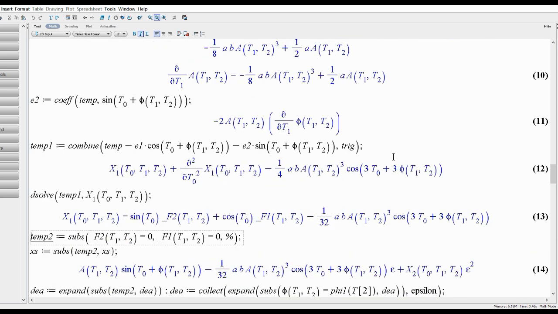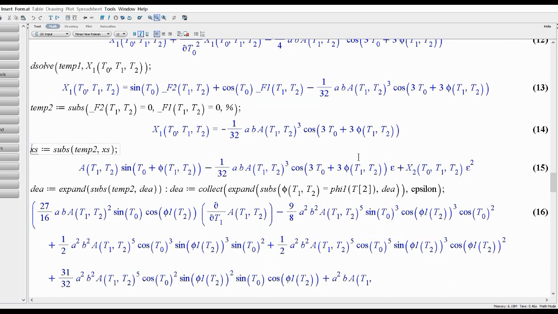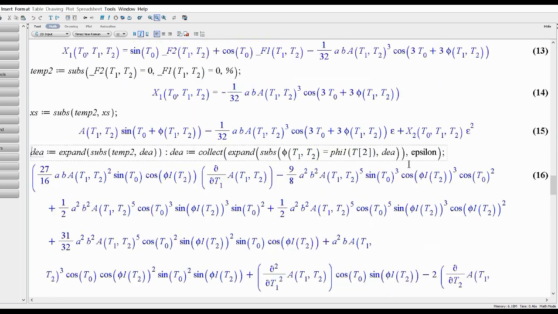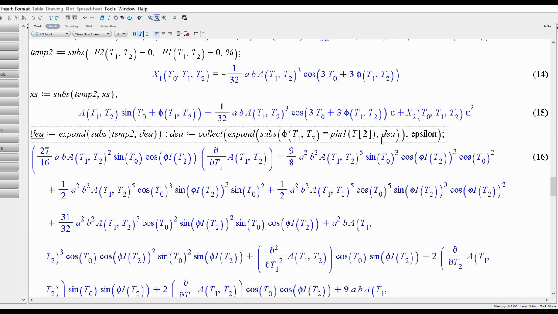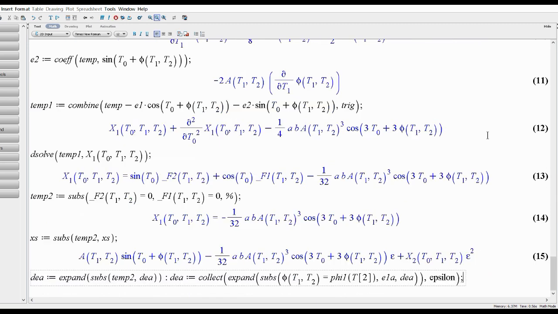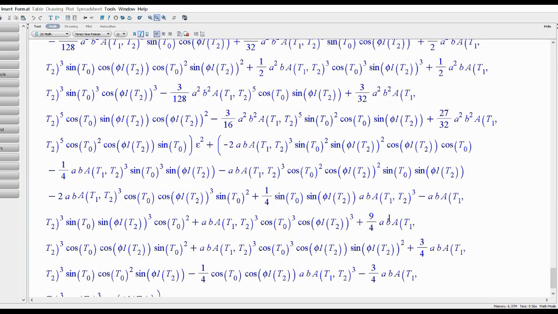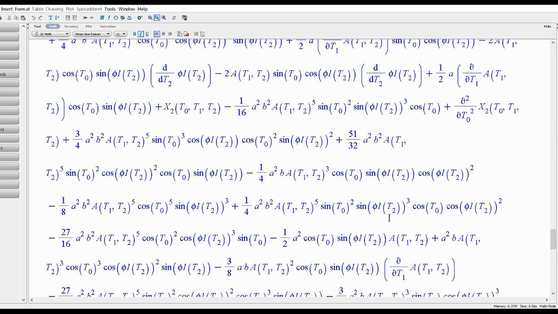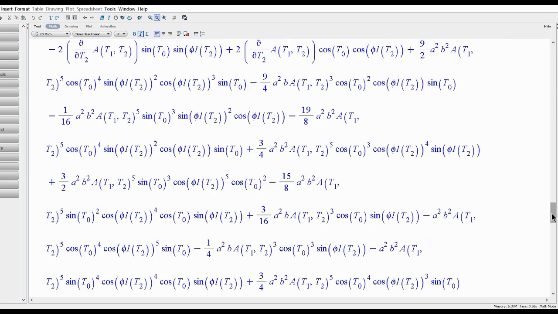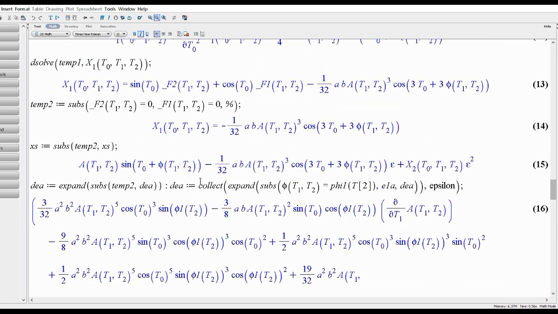This is all right, good so far. And then over here I have to solve E1A. I substitute that as well. I think I need to do combined trig to clean things up a bit.